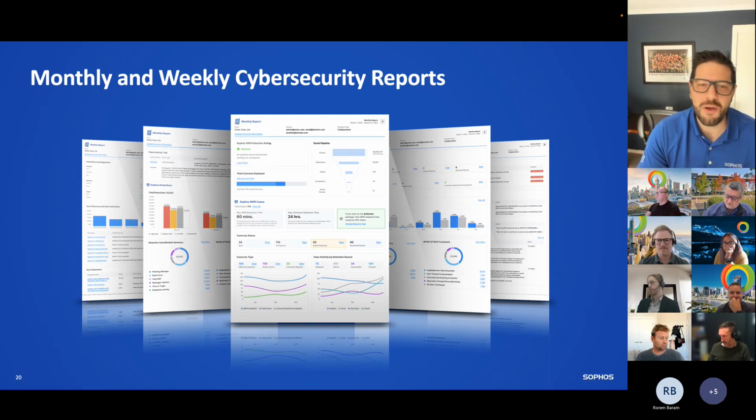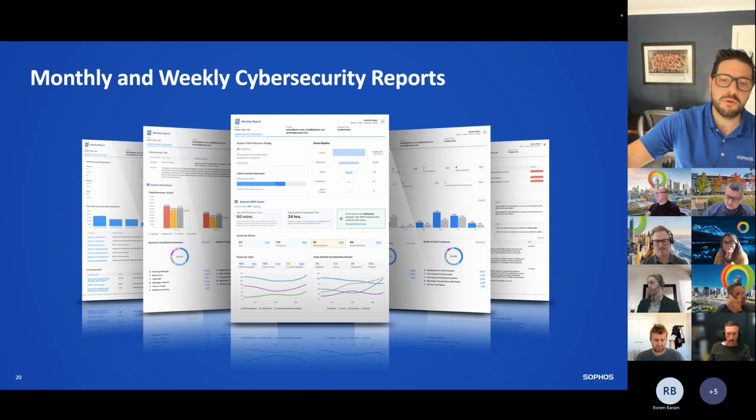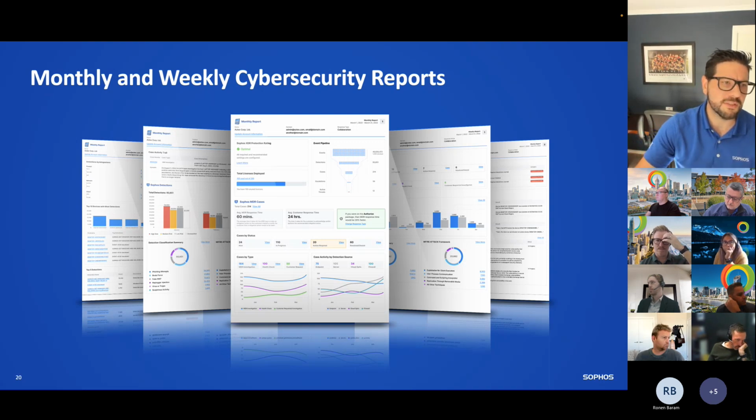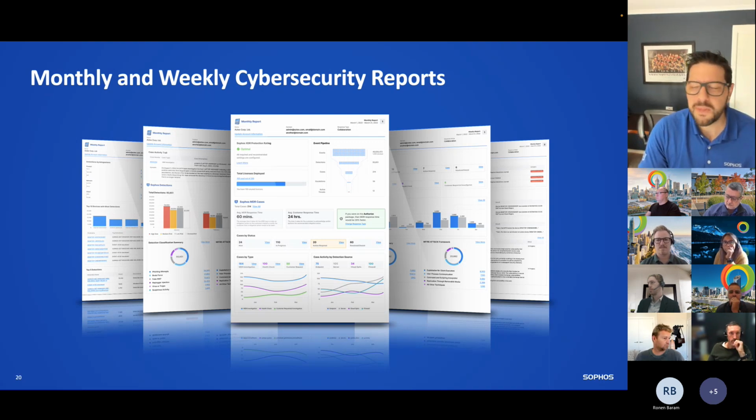And these can either go out directly to customers, or come to you guys as your IT help desk, and then you can integrate it into your monthly or quarterly report to your customers. So there's a variety of options. So always keep in mind, this product is designed around partners as well.